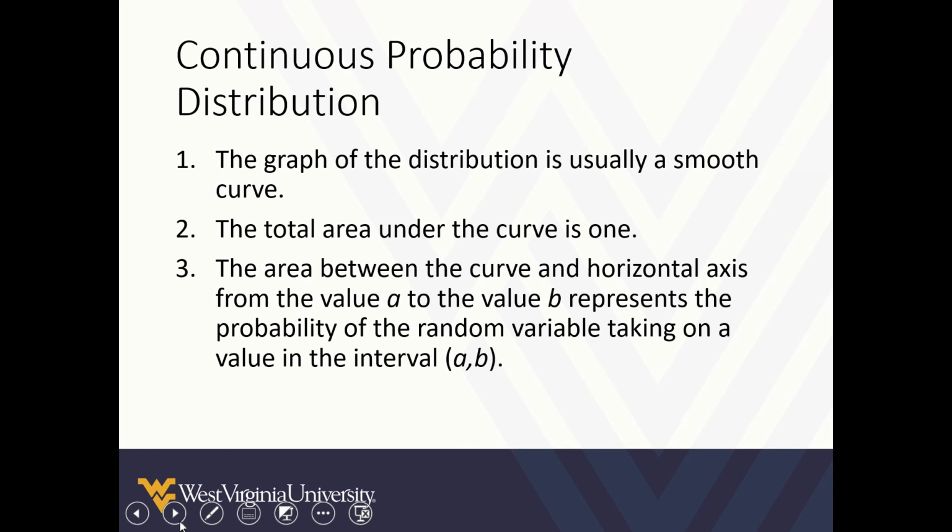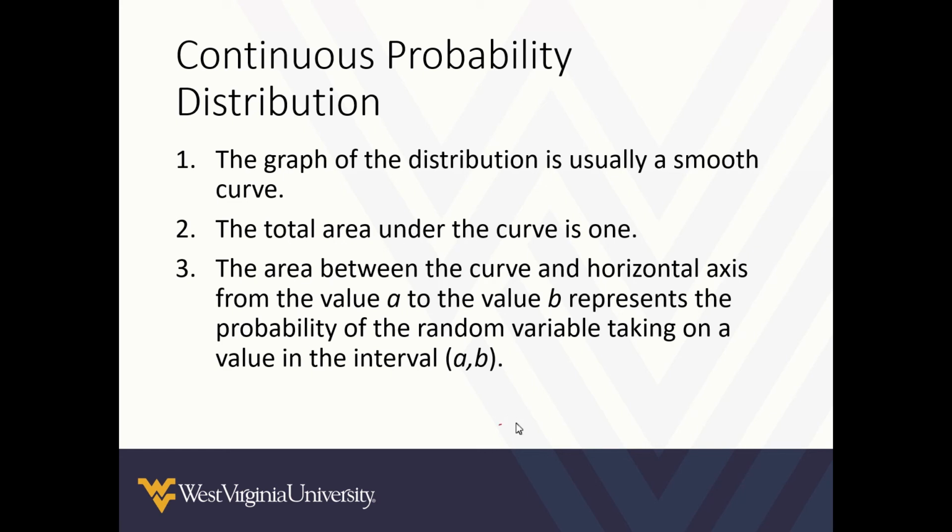So to begin, there are 3 characteristics of the probability distribution that is of interest to us. The graph of the distribution is usually a smooth curve, which makes sense because it should be graphed out continuously. And the total area under the curve is 1. This is the equivalence to the summation of our probabilities in the discrete probability distributions being equivalent to 1. And the area between the curve and the horizontal axis from the value A to the value B represents the probability of the variable taking on a value in the interval from A to B.